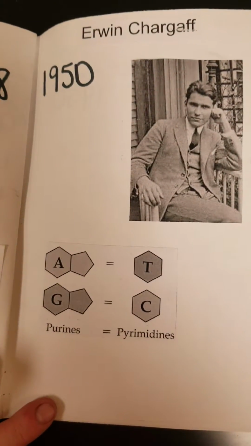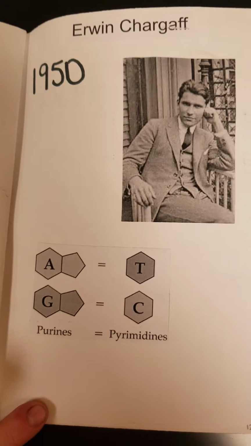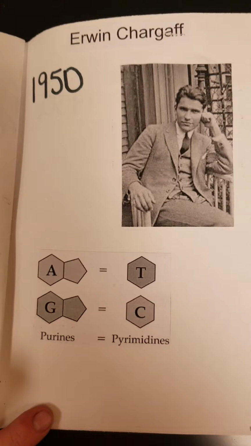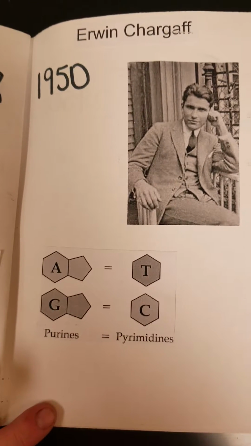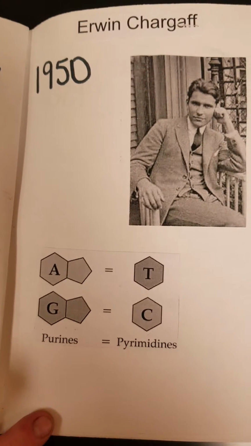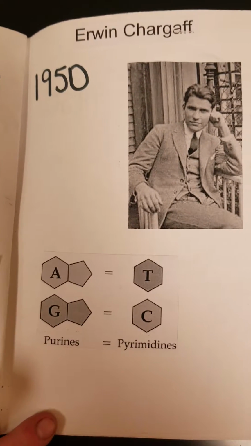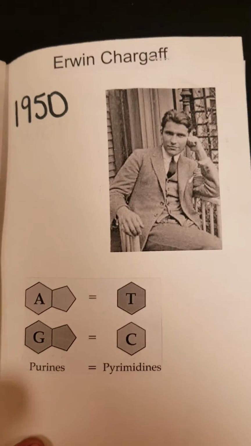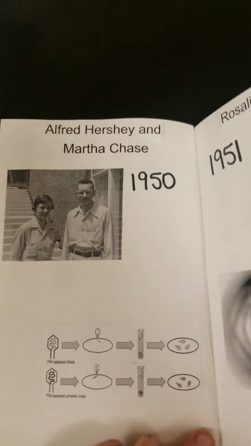In 1950, Erwin Chargaff determined which nucleotide bases belong together. After studying a variety of species and the pairs present, he concluded that the amount of adenine roughly equaled the amount of thymine, and the amount of guanine roughly equaled the amount of cytosine.